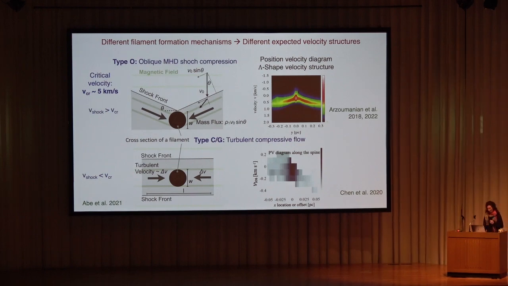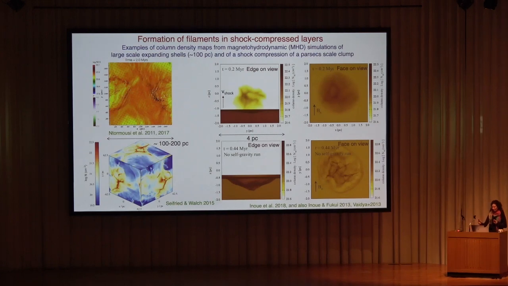So for example, in this simulation here, we have filament formation in a run where there is no gravity, which means that these filaments form without gravity. And then gravity is important for the evolution and the accretion of the filaments.